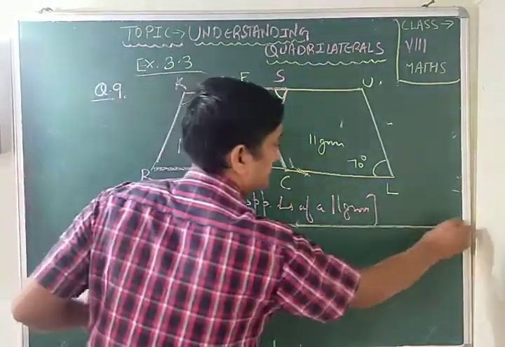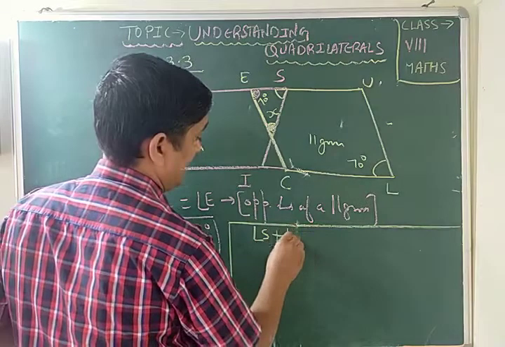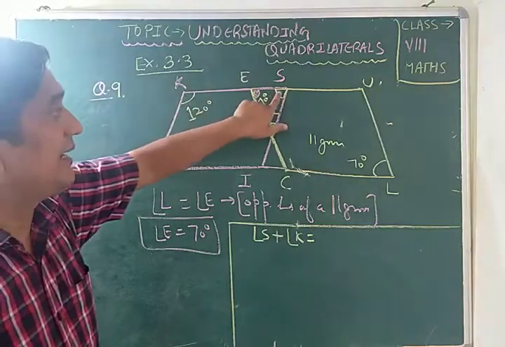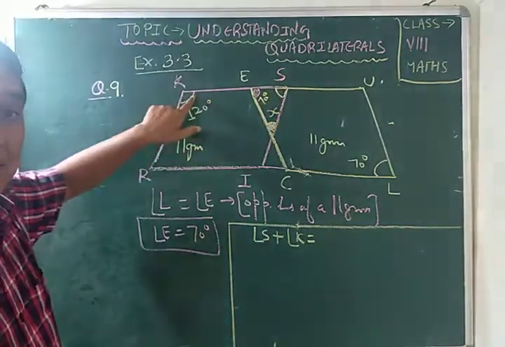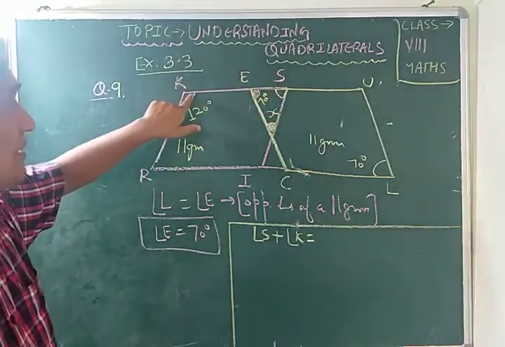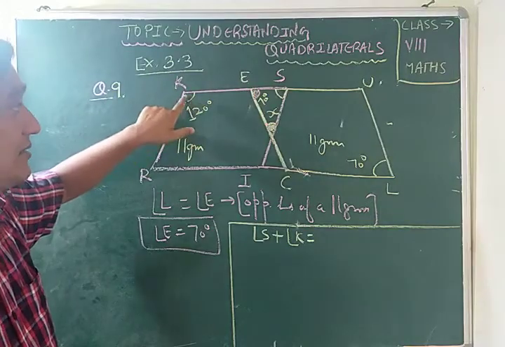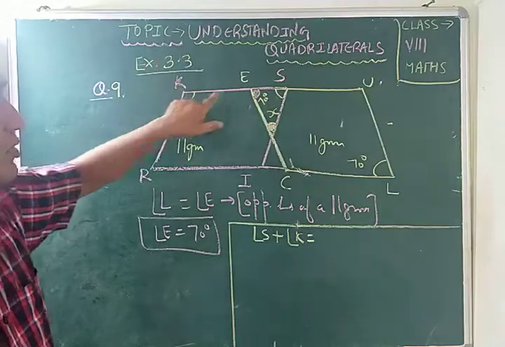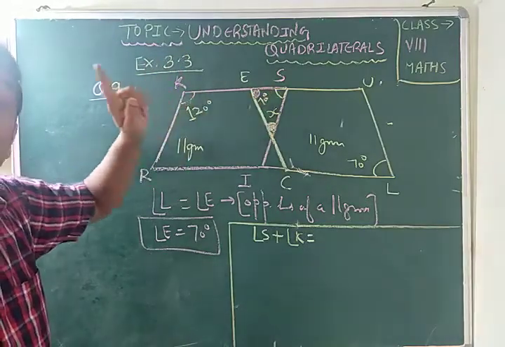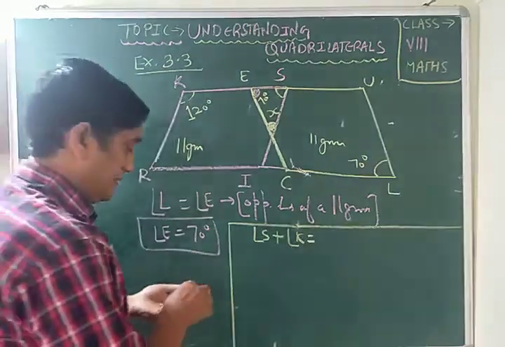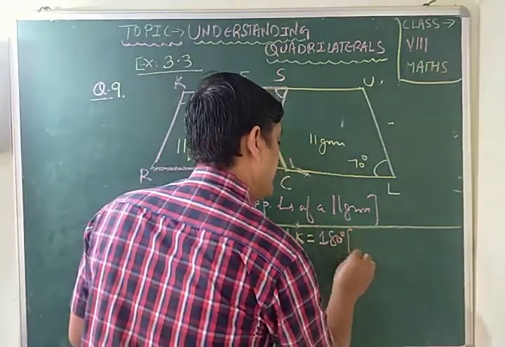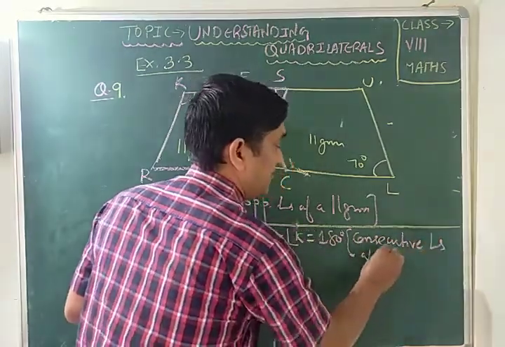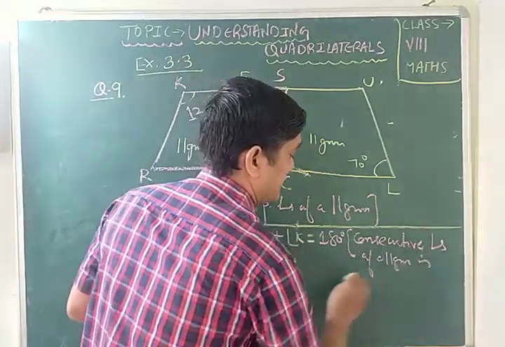Look, angle S plus angle K. Now children, look, this angle K and this angle S are the adjacent angles of the parallelogram, or you can say consecutive angles of a parallelogram, and the sum of these two angles is always 180 degree. It is equal to 180 degree. Consecutive angles of a parallelogram are supplementary.